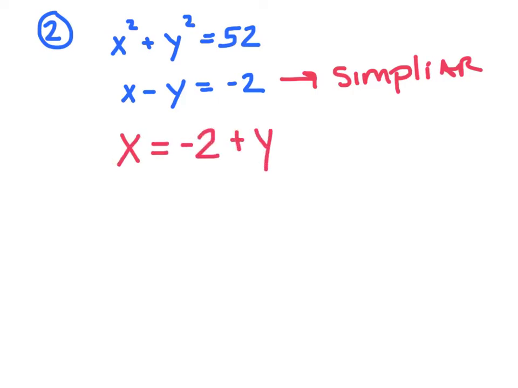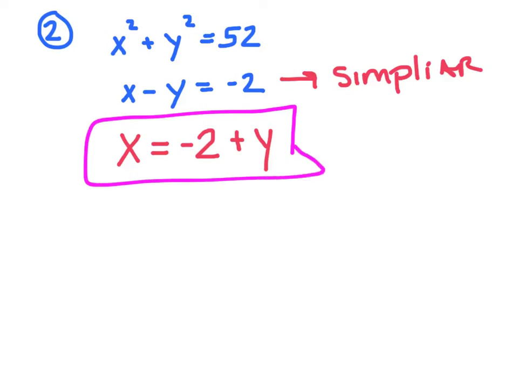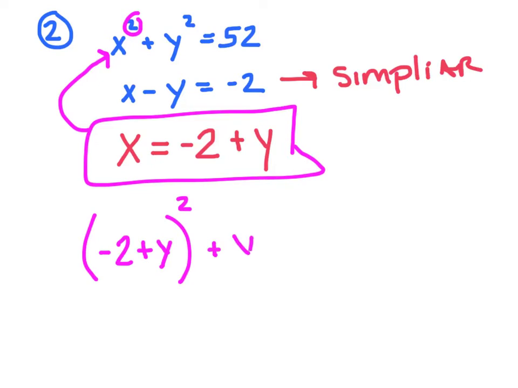Okay, and again, it didn't matter. I'm going to move this y over, and I get negative 2 plus y. So I'm going to take this equation and substitute it into the x in this equation. So I've got negative 2 plus y, use parentheses when you substitute, and now watch, you have to square that, plus y squared equals 52.